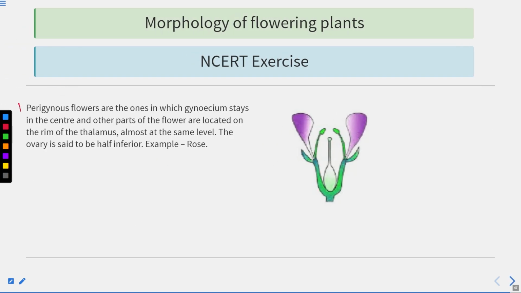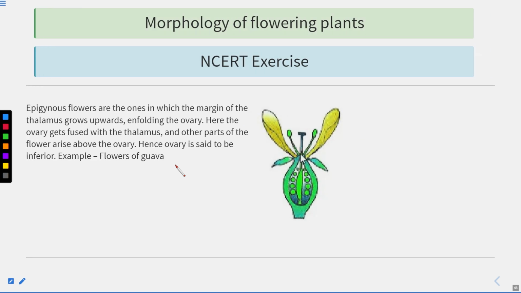Next is the perigynous. Perigynous flowers are the ones in which the gynoecium stays in the center and the other parts of the flower are located on the rim of the thalamus. So here you can see this thalamus is rising above, and this ovary is attached to the thalamus below it, right? And the other floral parts are rising above it, almost at the same level. The ovary is said to be half inferior.